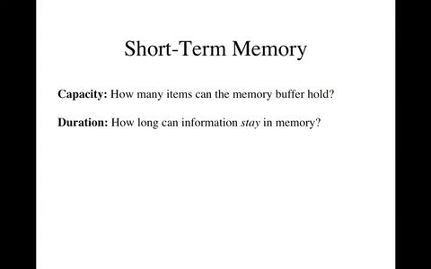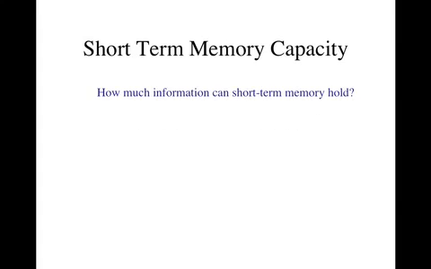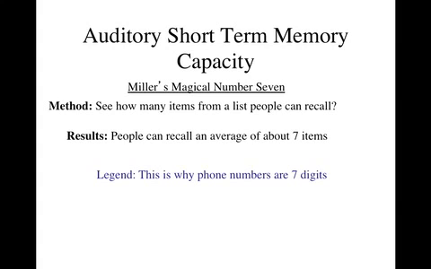So what's the capacity and what's the duration of short-term memory? How many items can it hold, and how long does that information stay? In terms of how much information, we discussed Miller's magical number 7: 7 plus or minus 2 items. If somebody reads off a list of letters or names, the typical capacity is that usually they'll remember 7, sometimes as low as 5, and sometimes as high as 9, depending on the individual.